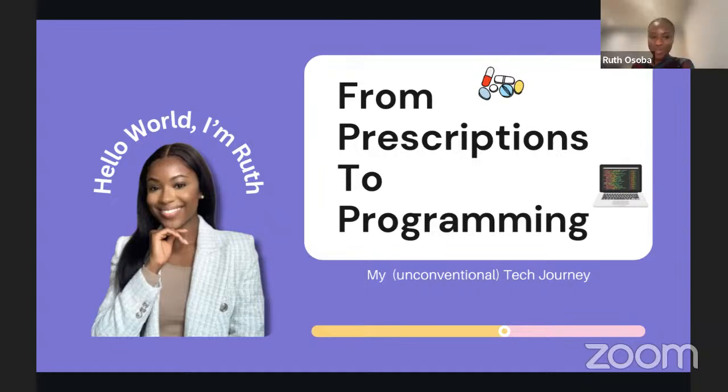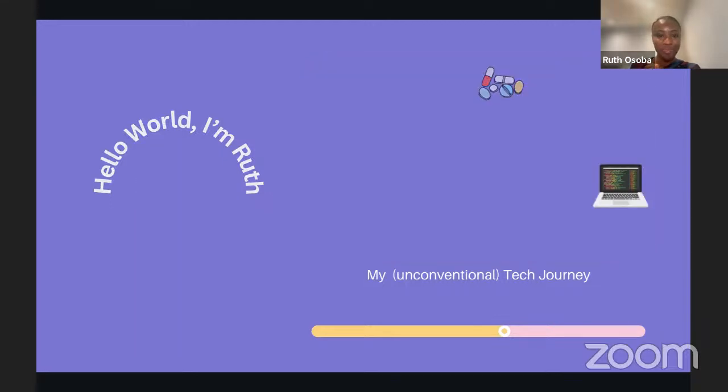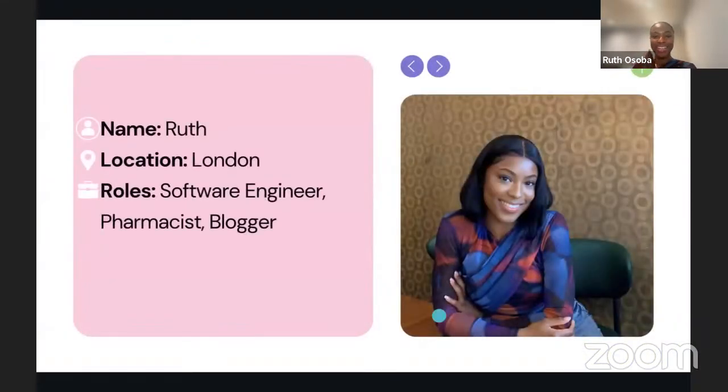So yeah, my name's Ruth. I'm a registered pharmacist. However, I'm now a software engineer, and I just wanted to share my unconventional journey into tech so far. I live and work in London. I have numerous roles such as being a software engineer, a pharmacist, and also a blogger. I have a tech blog where I share more information about my journey, which I'll show at the end.